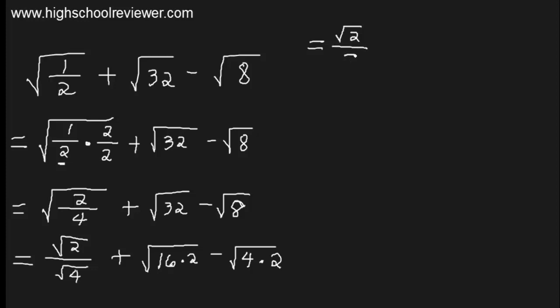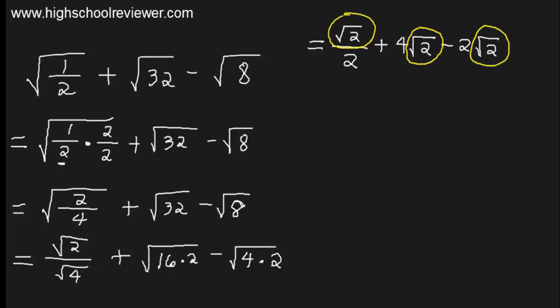Square root of 4 is 2. Plus square root of 16, that is 4. And 4 multiplied by 2. Minus square root of 4 is 2 times square root of 2. Okay. Looking at the three expressions, we can see that square root of 2 is common among the three terms, so we can move out square root of 2 from the three terms.